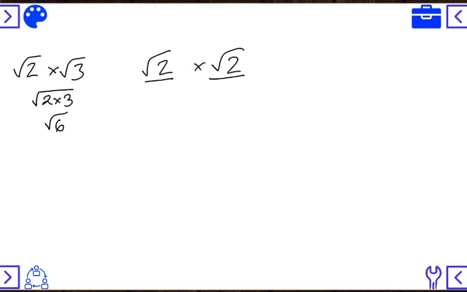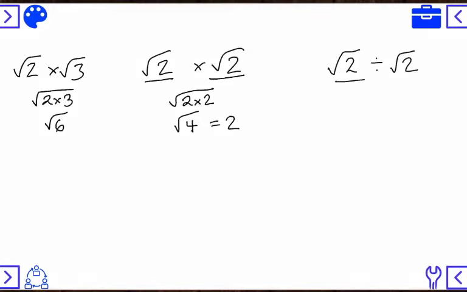The square root of 2 times the square root of 2 could be written as the square root of 2 times 2. And that's the square root of 4. But notice how a square number has appeared underneath the surd, we've now got this square root of 4, which is now 2. Now, this would also happen with division. So let's have a look at the square root of 2 divided by the square root of 2. Well, I've got a number divided by itself. So in this case, the answer will always be 1.